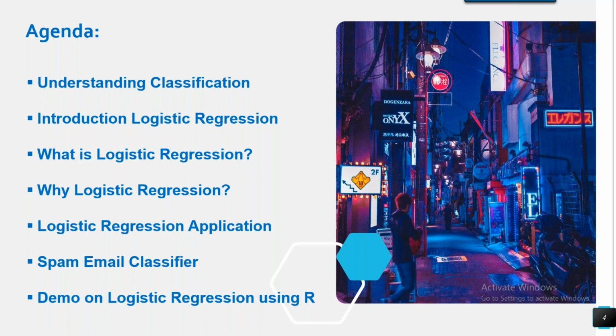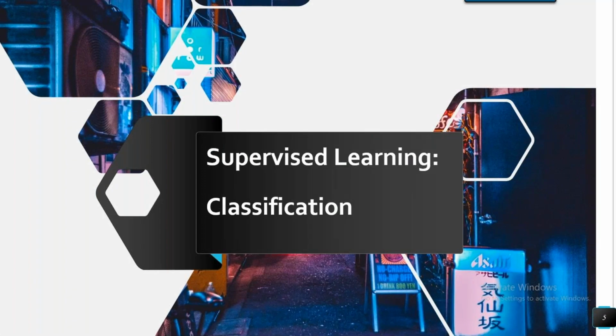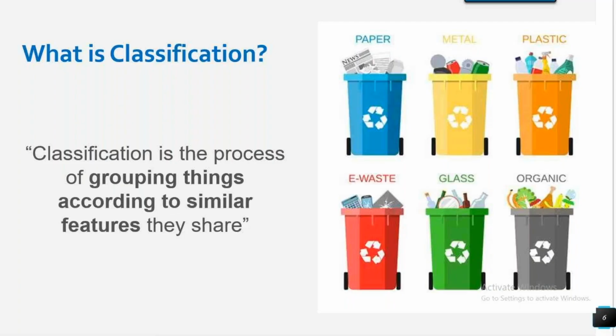So first, this is a kind of supervised learning. Classification comes under supervised learning. There are two main types of learning, supervised learning and unsupervised learning. Let me explain what we mean by classification. Classification is a process of grouping things according to similar features they share.